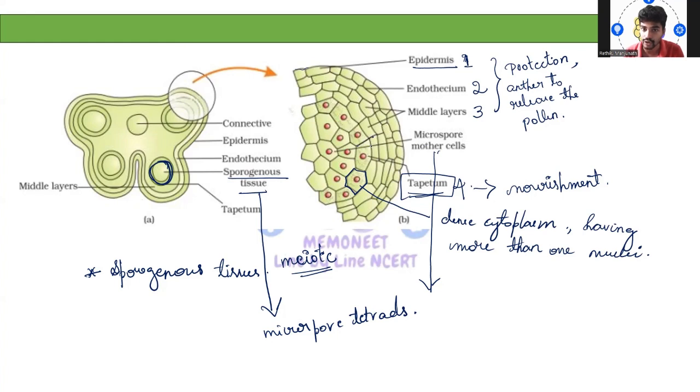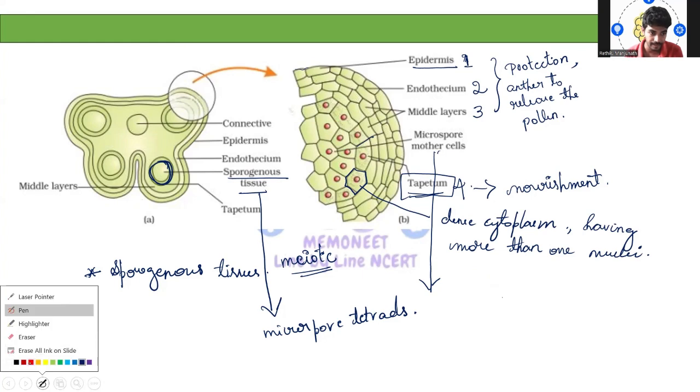And these microspore tetrads, each will be having the microspores. So these are the microspore tetrads where you will be seeing the microspore mother cells. These microspore mother cells, or pollen mother cells, again go through the process of meiosis, which is actually called the microsporogenesis process. So this is one important thing.